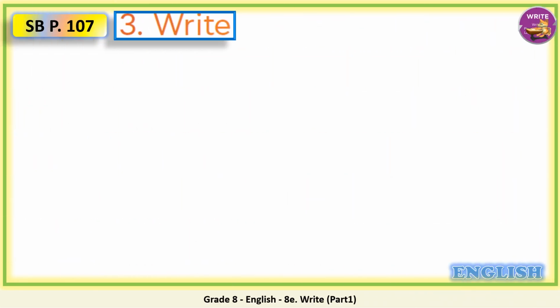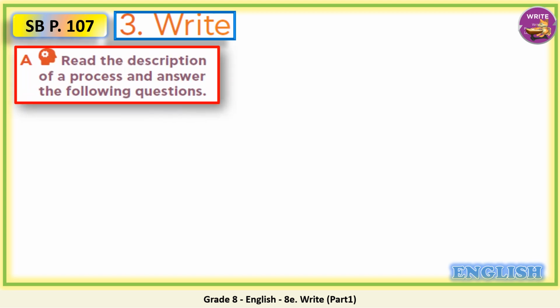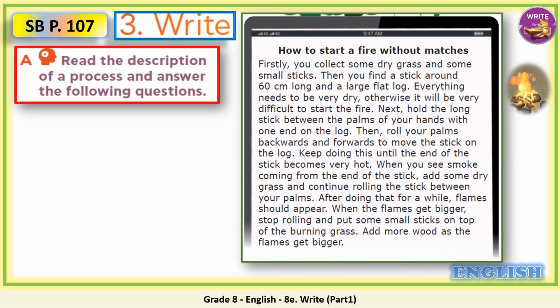Now, open your student's book, page 107. 3. Write. A. Read the description of a process and answer the following questions. We have the description of a process. It's called How to Start a Fire Without Matches. Read, then answer the questions.